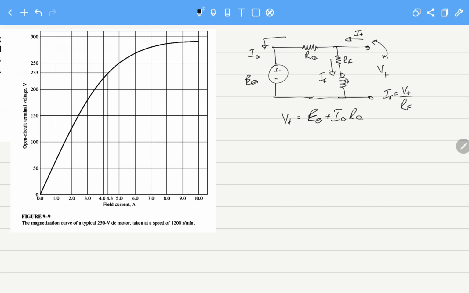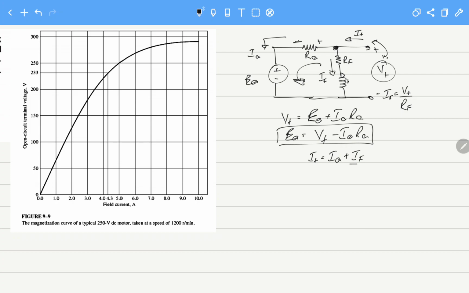This is the KVL I have applied in this direction. So the internally generated voltage will be Vt, this voltage, minus the drop that is occurring here, minus IA RA. And the third equation that we must know is that the current IT coming from the DC source Vt is equal to the armature current plus the field current.